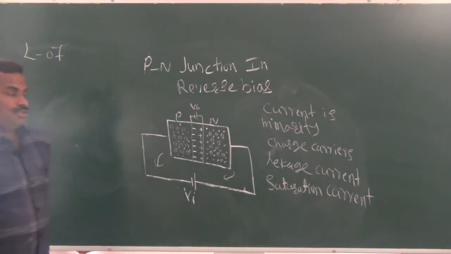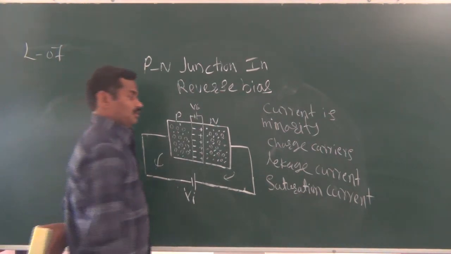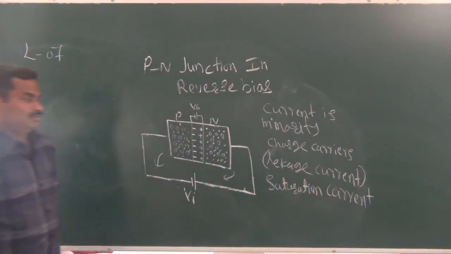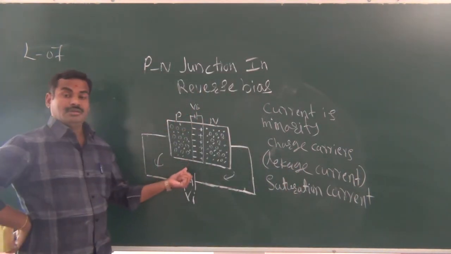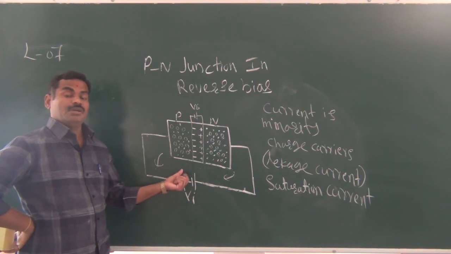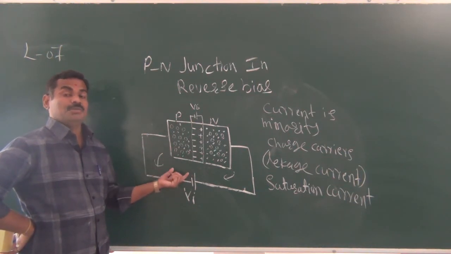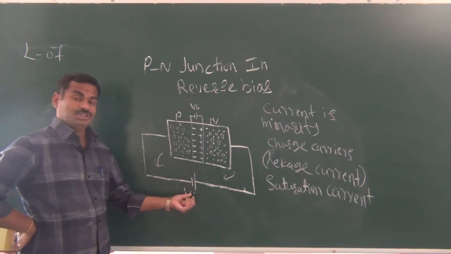Look here, what is saturation current? What is leakage current? They are all the same. It means in the reverse bias, the current is because of minority carriers, and as we know, the minority carriers' current is because of temperature, not because of supply voltage.